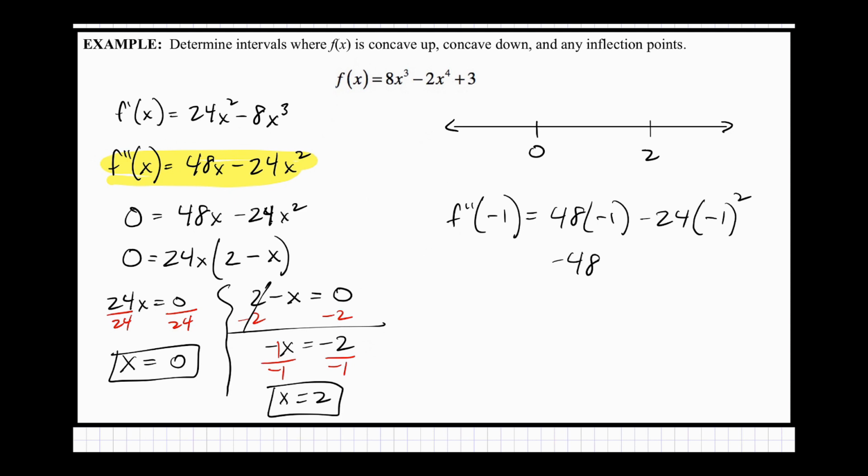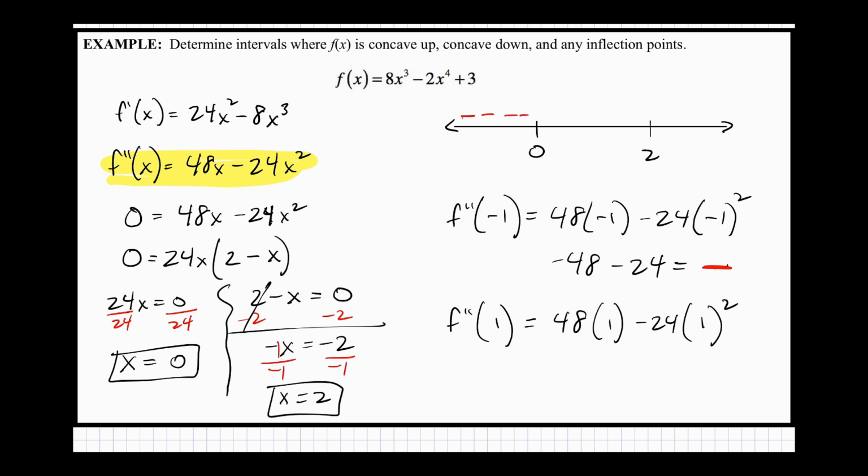So I plug in 48 times negative 1 minus 24 times negative 1 squared. Well, I'm going to get negative 48. And then over here, it's just minus 24 because negative 1 squared is 1. So that's going to be a negative. So I know here I'm going to get negative numbers. Okay, so let me plug in something in between. So a positive 1. Well, again, still over here, I'm going to get 24, but over here, I'm going to get 48, which makes positive 24. So that is going to be positive in between.